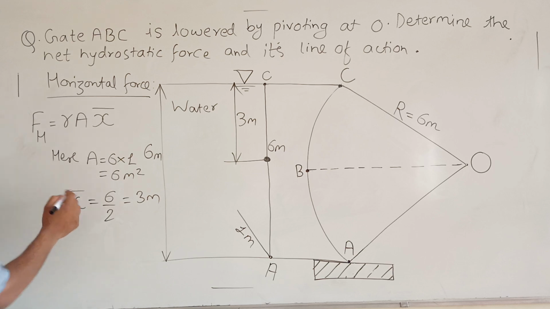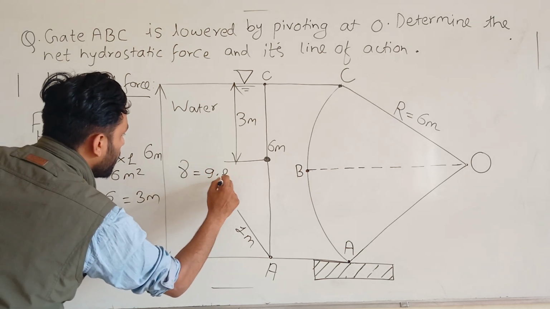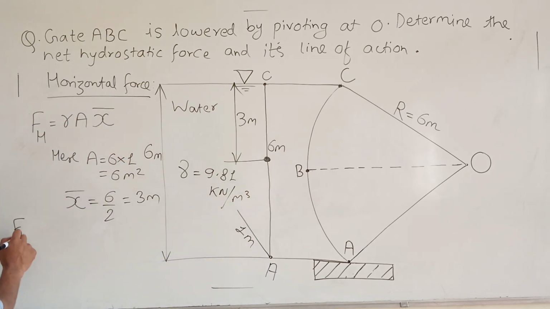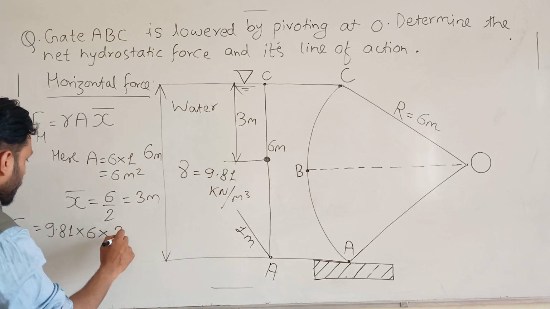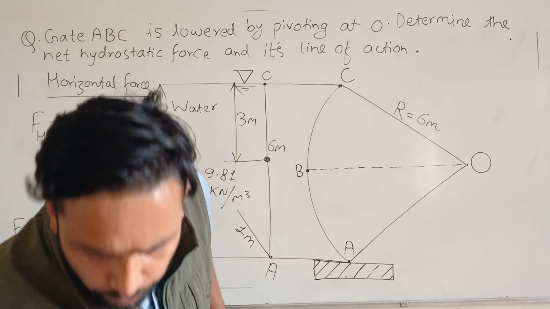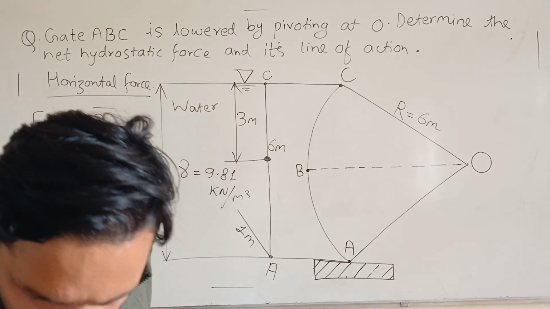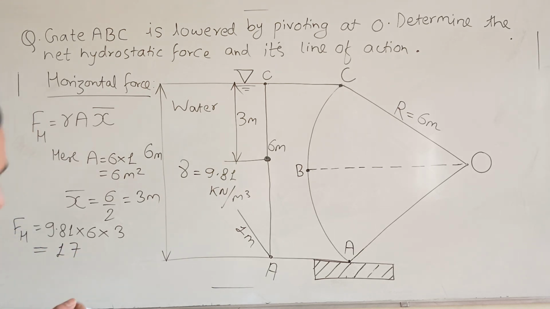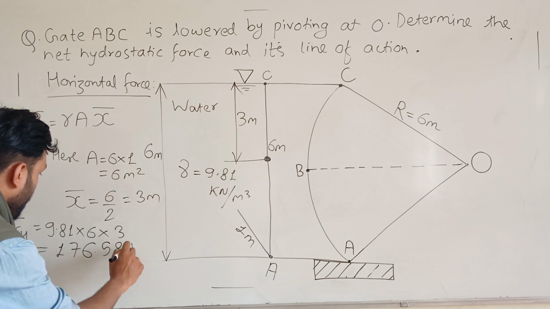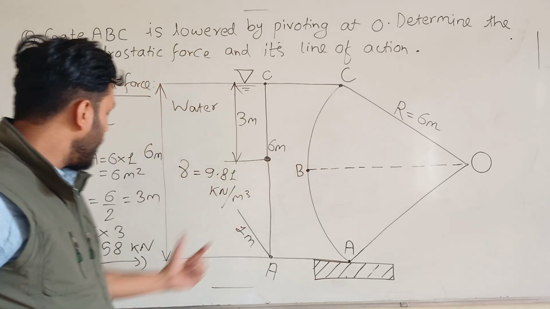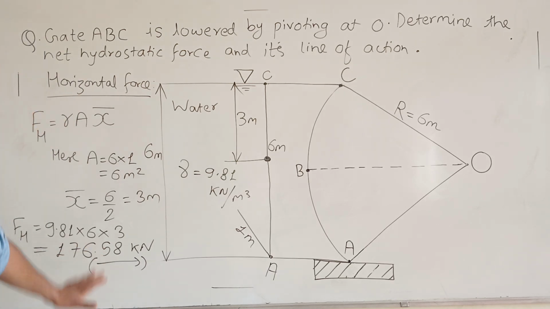So finally, gamma is how much? The gamma is 9.81 kilonewton per meter cube. So I have got the horizontal force, that is F_H is equal to 9.81 into 6 into 3. That is going to be how much? The horizontal force acting on the surface is 176.58 kilonewton. This is acting in this direction, right side, okay. The force is acting in this direction, that is 176.58 kilonewton is acting on the right side.